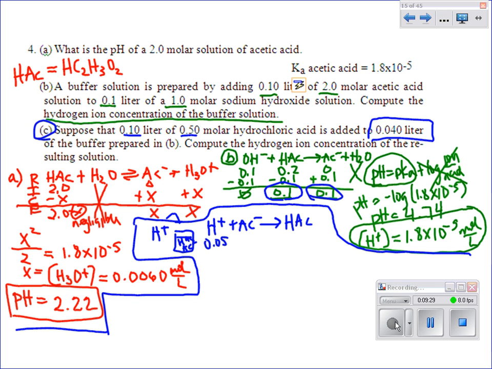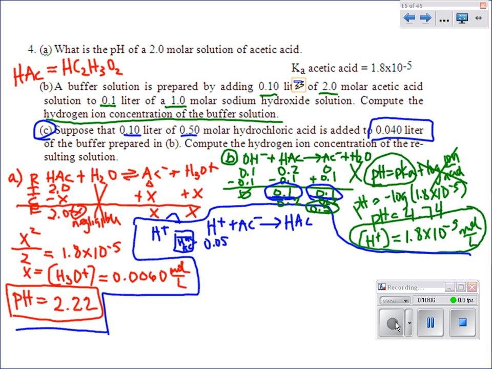0.1 times 0.04 is, no, I'm confused. Hold on. Oh, that's number of moles. There's my problem. Right here, this is moles. So we really needed the concentration here of these things, so we're going to have to back up. Forgive me, people at home. So going back to B, we mixed 0.1 liter with 0.1 liter, making this divided by 0.2 here. So the concentration of each of these is 0.5.